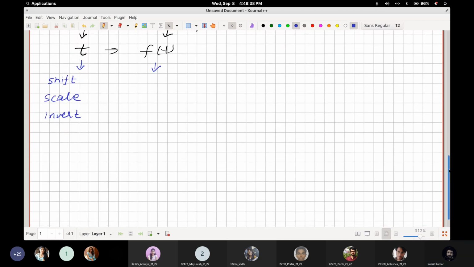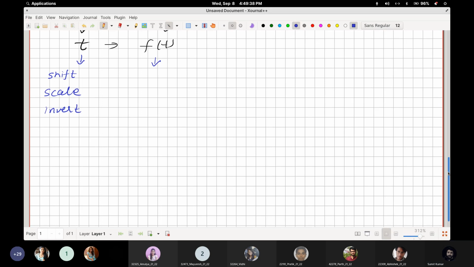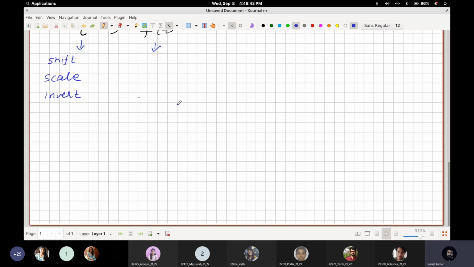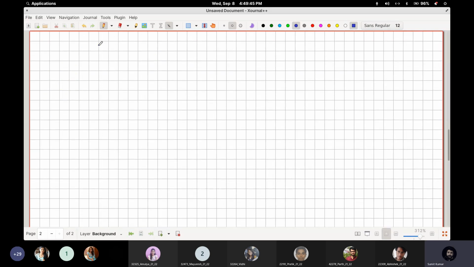Okay. So we have t. Let me just take a new page. So we have t here and we have f of t here. So these are the two things that are there in the signal, and both of them are variables. f of t is our signal, and when we are talking about a function, we implicitly acknowledge the presence of both domain as well as range, right? So we have to deal with both of them.